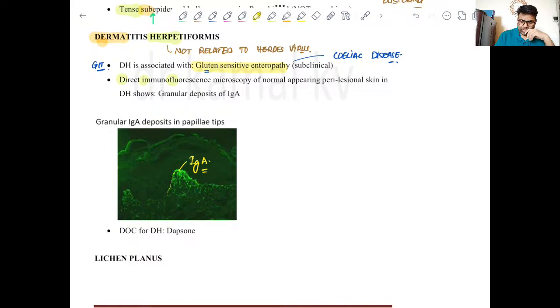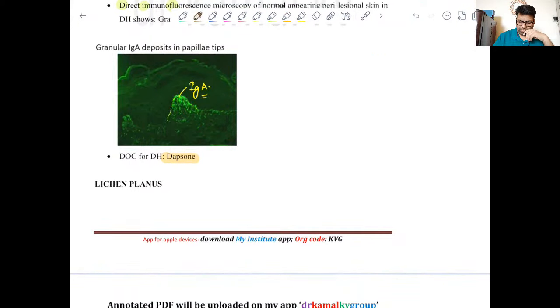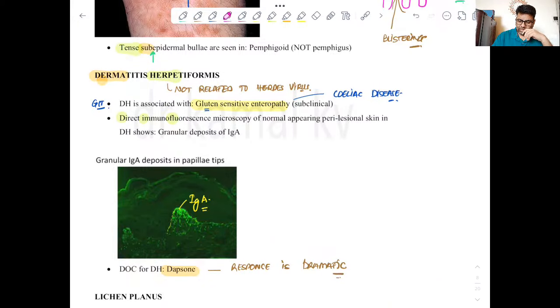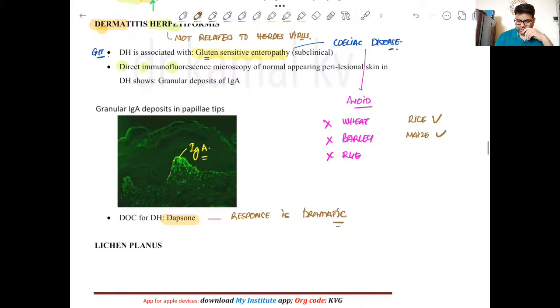Now treatment wise we give Dapsone. So dermatitis herpetiformis we need to give Dapsone, and the response is dramatic. The condition improves very well. And of course for gluten sensitive enteropathy, avoid gluten containing cereals like wheat, barley, rye. So don't give all these. So what can we give? We can give rice, we can give maize. Clear? So this is in short about dermatitis herpetiformis.